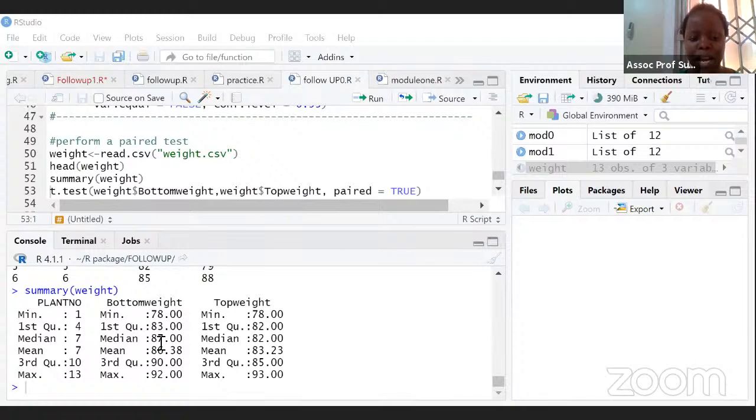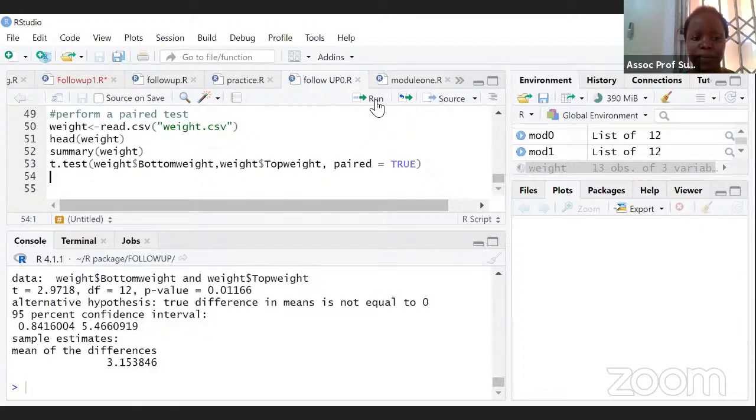So I'm now writing my project. I'm saying there are observed differences between the weight of the bottom and the weight of the top. So I'm going to conduct a paired t-test to find out whether this difference is statistically significant. So now I go to t.test. Accompanying this, I put paired equals true because it's what I want to conduct. So now let's run the paired t-test.